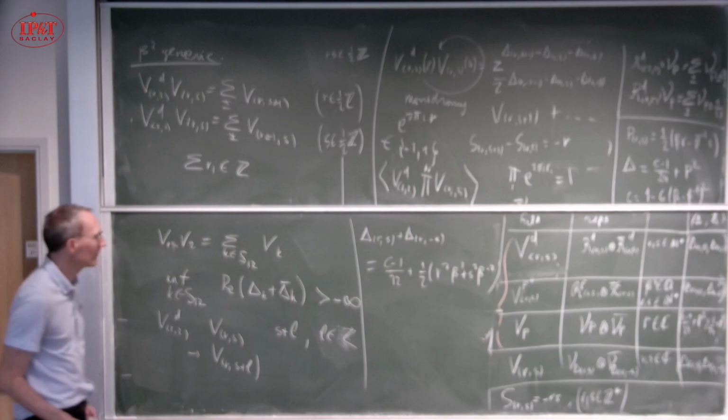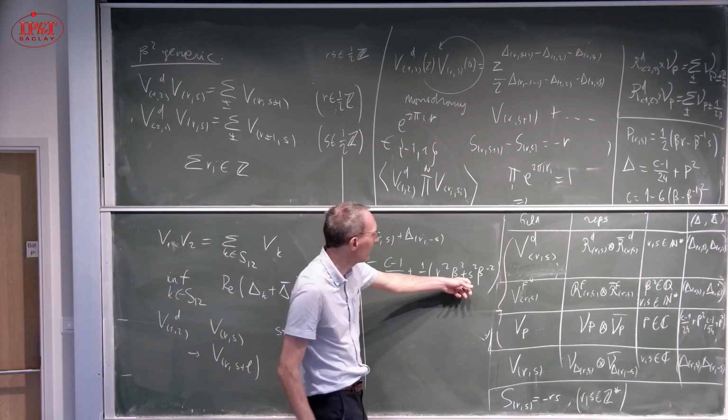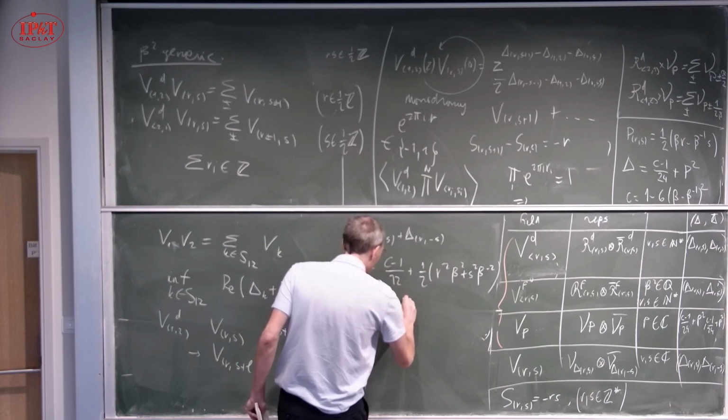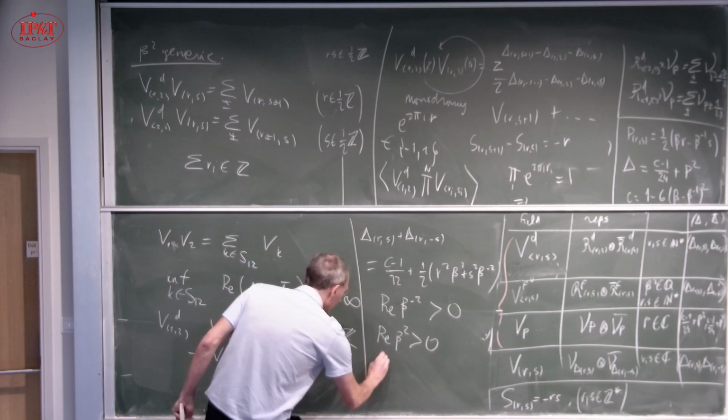And now we see that the second index L can go to real infinity, basically. So S squared can go to plus infinity. And so if I want this to be bounded from below, I have to assume the real part of beta minus 2 to be positive. Well, that's equivalent to real part of beta squared positive, or in terms of the central charge, real part of C less than 13.